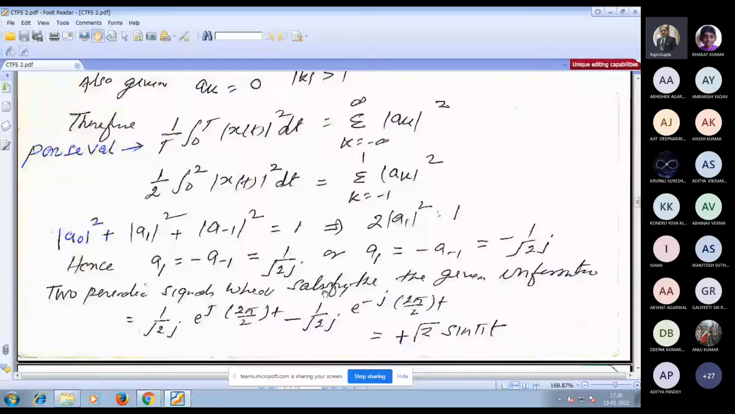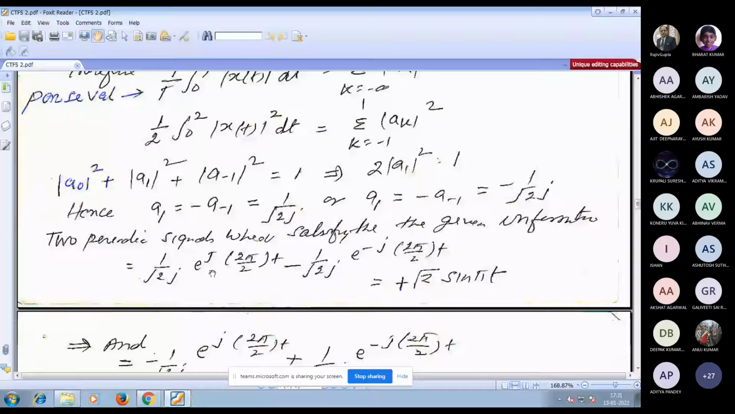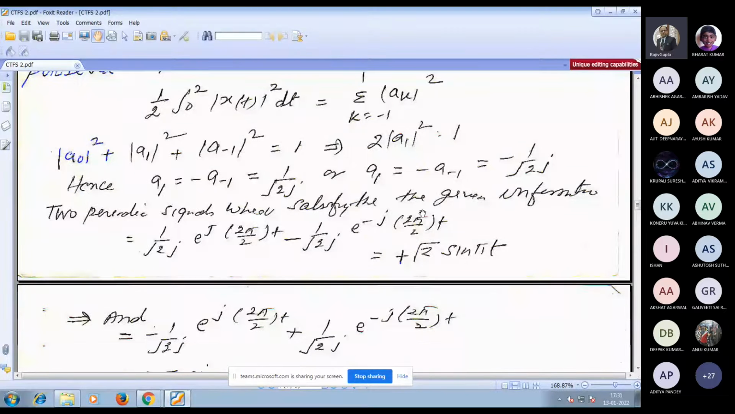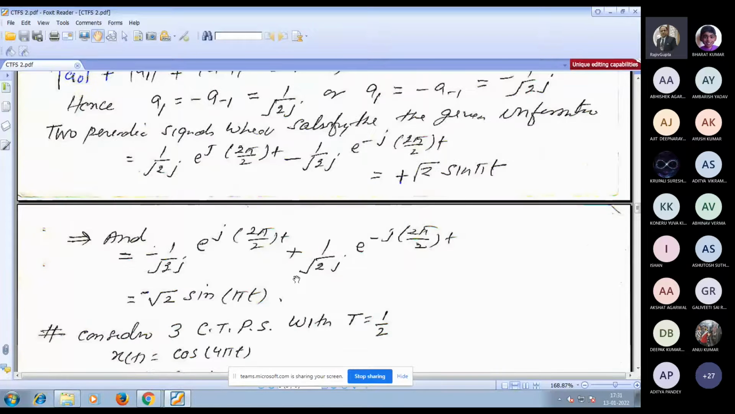So the signal number 1 is 1 by root 2j e to the power j, and this is all about, since we are taking k equals 1 and time period T equals 2. So omega is nothing but 2 pi by T, so this is 2 pi by 2, and I'm putting minus over here because of this property. So I'm having this plus root 2 sine pi t. This is one possibility. If you look for another one, you can have minus root 2 sine pi t. So these are the two possible signals which can satisfy the above condition. Is it okay for everyone?